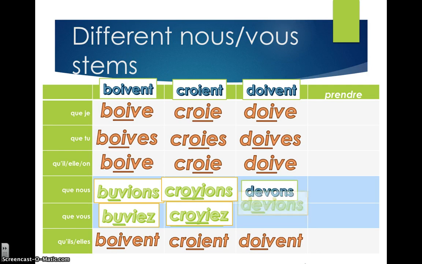So our subjunctive is devions. Then we've got devez, so the subjunctive becomes deviez. It's kind of crazy. Prendre is probably the most difficult one. Students have a lot of trouble with this.